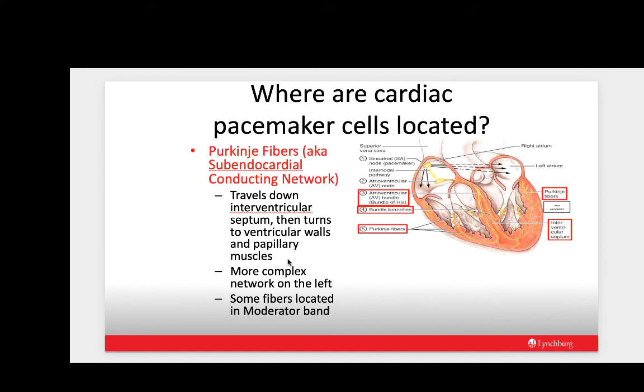And then when we get to the bottom, or the apex of the heart here, they're going to turn and travel out through the walls of the ventricle. And now that impulse is going to be conveyed throughout the lateral walls of the ventricle, and the walls of the ventricle are going to contract. So we call these Purkinje fibers, otherwise known as our subendocardial conducting network. And these fibers are going to create contraction throughout the walls of the ventricles.